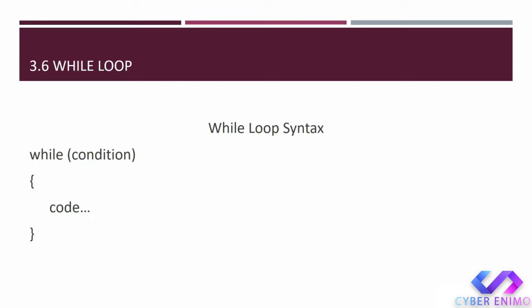There are several types of loops. The while loop is one of them. The syntax of the while loop is as shown here. We type while, then between brackets we state the condition to be checked for true or false. If the condition is true, the code between the curly brackets gets executed.